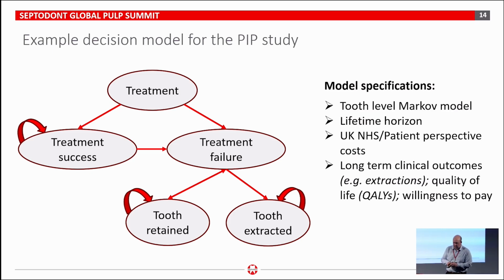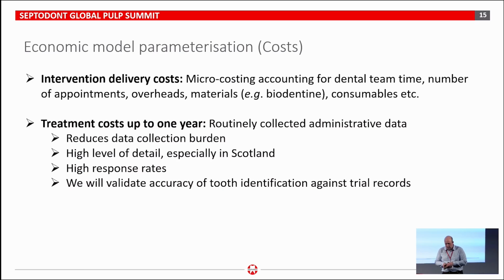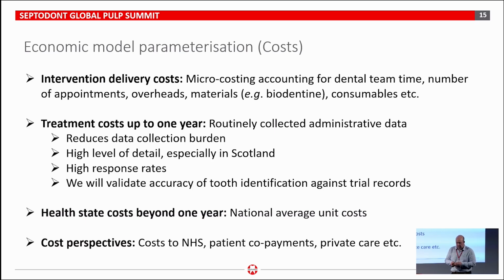Some of the specifications for the model. When I talk about costing, I'm talking about intervention costing. It's important with these decision analysis models to understand that even although an intervention may well be highly costly to deliver, that cost needs to be considered alongside the downstream costs as well, the downstream cost savings that might be avoided from complex root canal treatments, complex extractions, hospital care, and so on. We're looking at treatment costs up to 1 year from the trial, and we're also going to model them into the future.